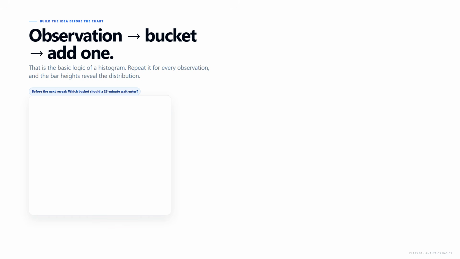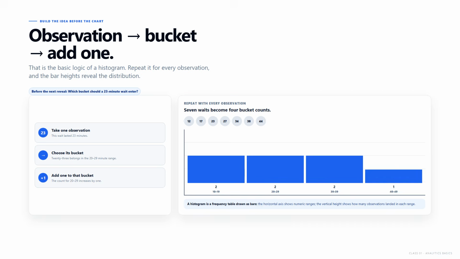Take one observation. This wait is 23 minutes. Choose the numeric bucket it belongs in. 23 lands in the 20 to 29 minute range. Add 1 to that bucket's count. That is it. Observation, bucket, plus 1. Repeat the same move for every value.